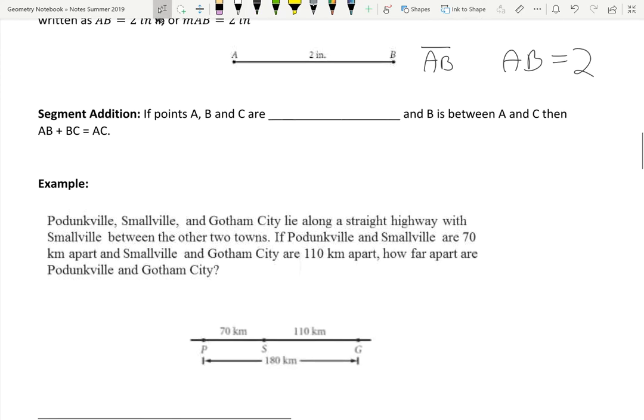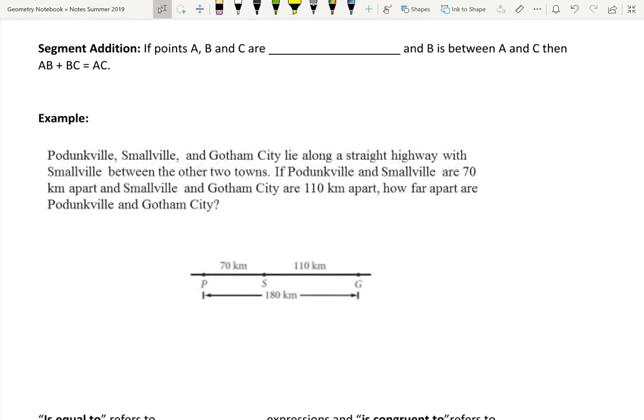Next is something called segment addition. If points A, B, and C are collinear, and B is between A and C, then AB plus BC equals AC. So, for example, if you have a line here, and you have point A, point B, and point C, then it follows that we can assume that AB plus BC is equal to the distance from A to C. So the distance from A to B plus the distance from B to C equals the distance from A to C.